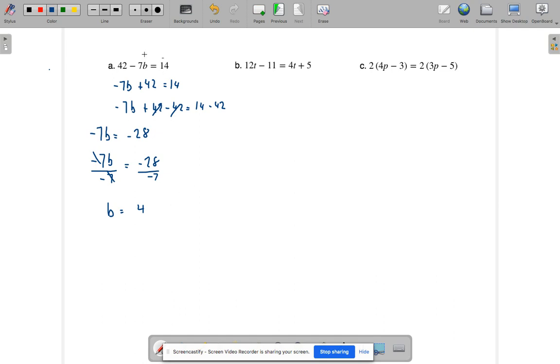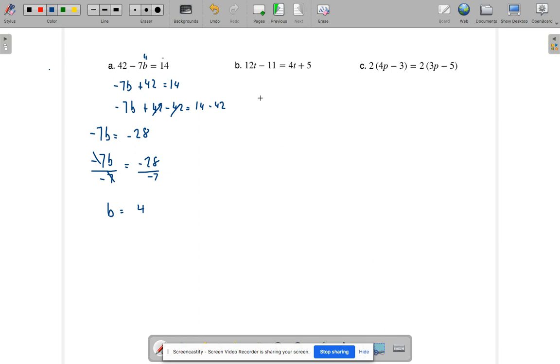You can replace 4 back in there. If I put 4 back in there, I get 42 minus 7 times 4, which is 42 minus 28, which is indeed 14. So I can always check that my answer fits. The word equations is referring to the fact that both sides will be equal. So once you've found your b, you can put it back in there, remembering that that's negative 7 times b. Right, so next question.